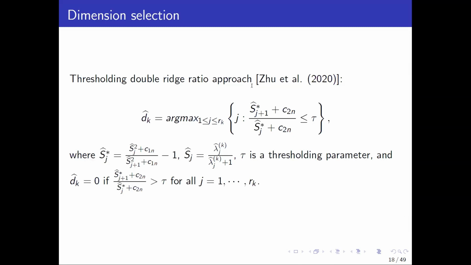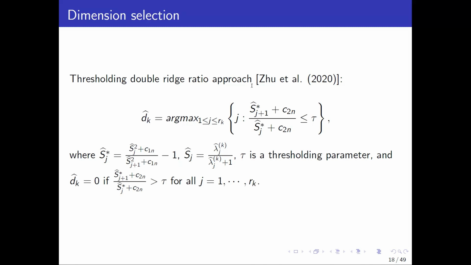So we still need to estimate the dimension of the dimension reduction subspace, which is dk. In this case, we adopt the thresholding double ridge ratio approach, which was proposed by Zhu and his colleague in 2020. Basically, they transform the empirical eigenvalues and then check which indices satisfy this criterion. That is going to be our estimate of the dimension.